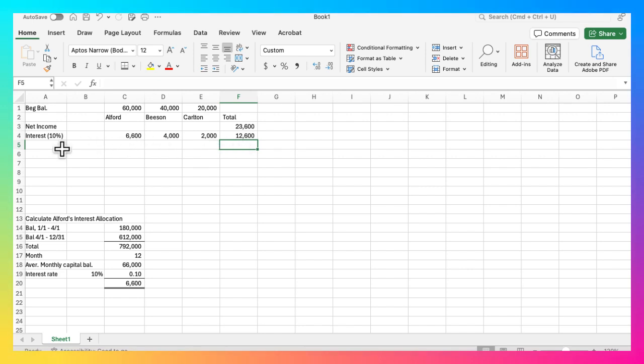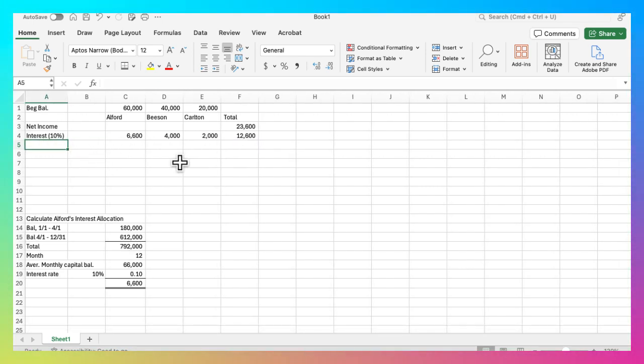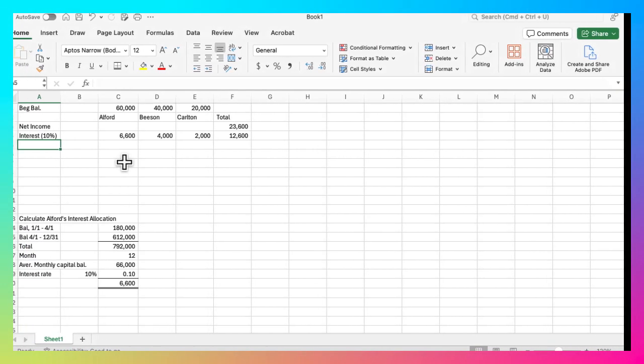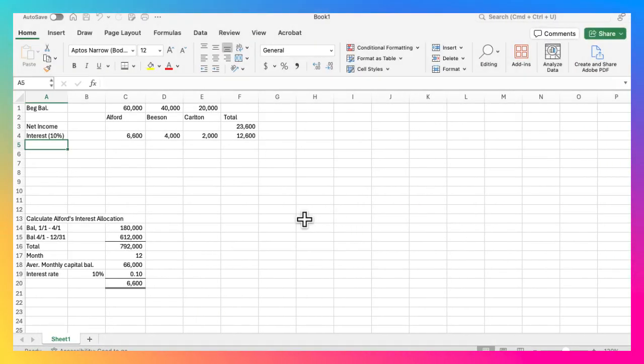Now, remember, each of our partners gets a salary. Alfred gets 18,000 in compensation as a salary, Beeson gets 25,000, and Carlton gets $8,000. So we're going to plug those into our spreadsheet. Here are the salaries that they get.